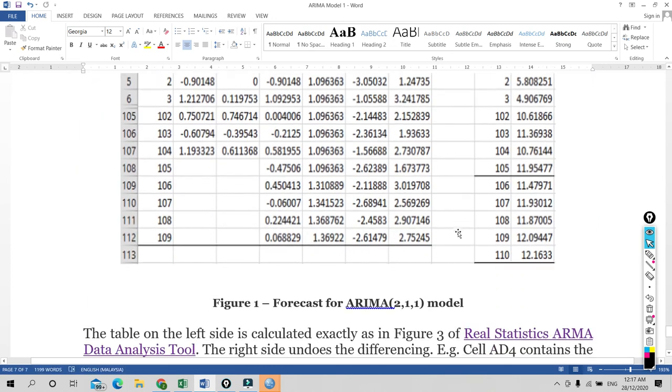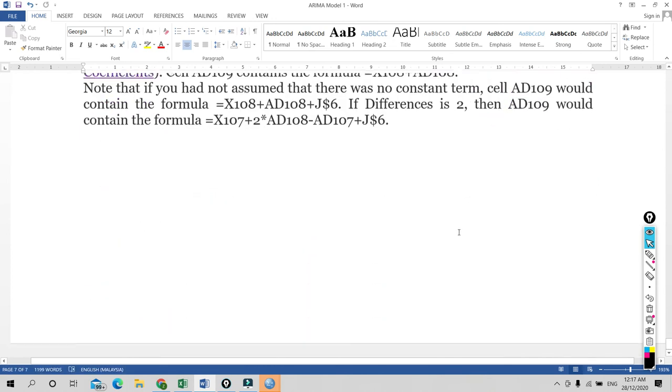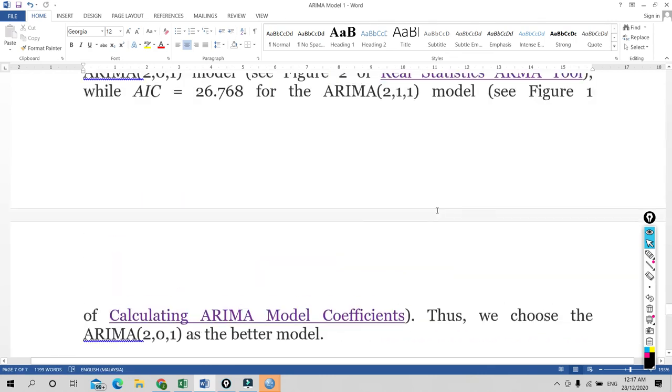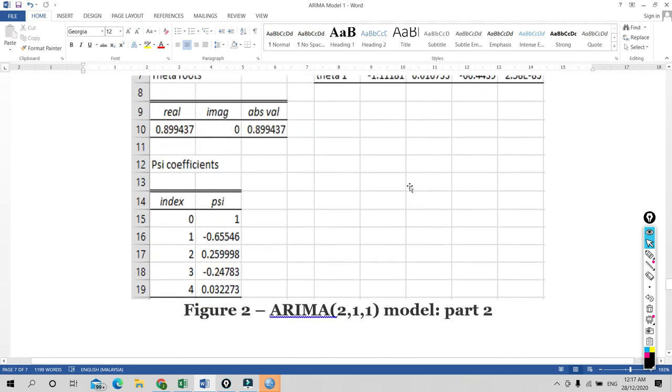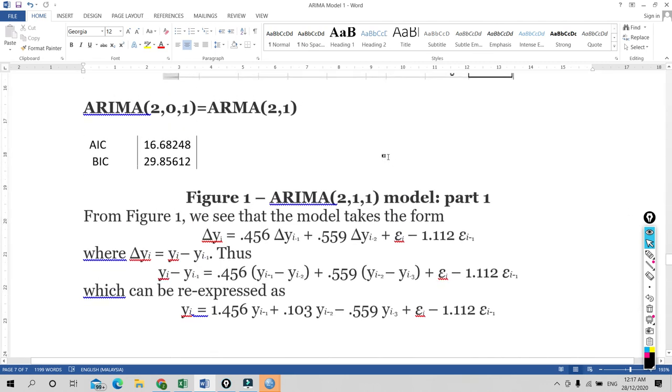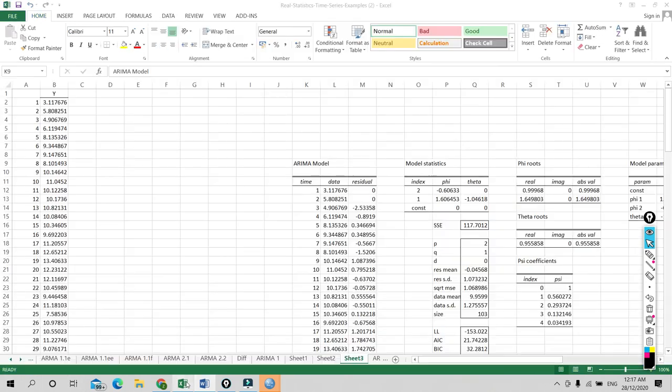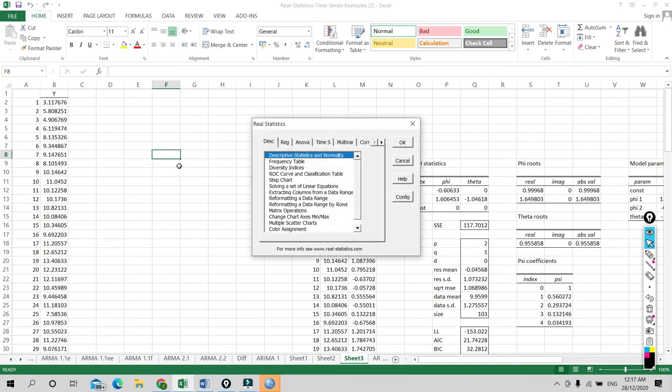Okay, this is how you get the model, and then you can download it. Don't forget to download the ARIMA model. Then you can also draw a graph here. You can plot a graph from these real statistics. Let's say I want to plot a graph, I just press Ctrl+M here. I want the time series.